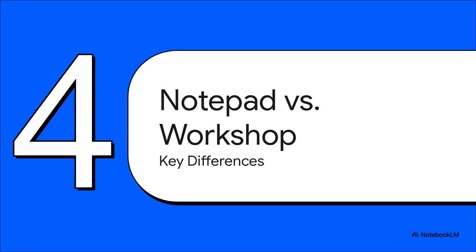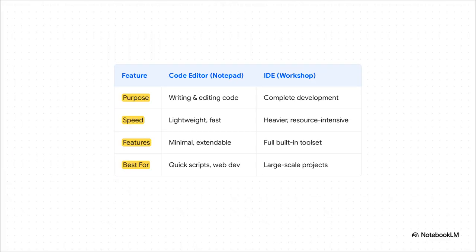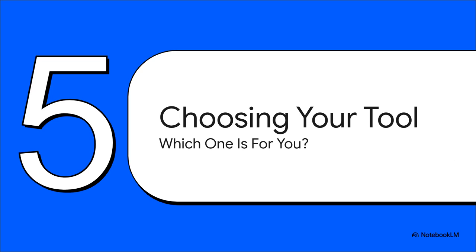Okay, so now we get it. We've got our smart notepad and we've got our full workshop. Let's put them head to head and see exactly how they compare. All right, let's just run through this. For purpose, the notepad is all about writing and editing code. The workshop is for the entire development process. Speed-wise, the notepad is super lightweight and fast. The workshop is heavier, a little more resource-intensive, and for features, the notepad is minimal, but you can extend it. The workshop comes with a full built-in tool set right out of the box. So the notepad is best for quick scripts and web dev, while the workshop really shines for those huge, large-scale projects.